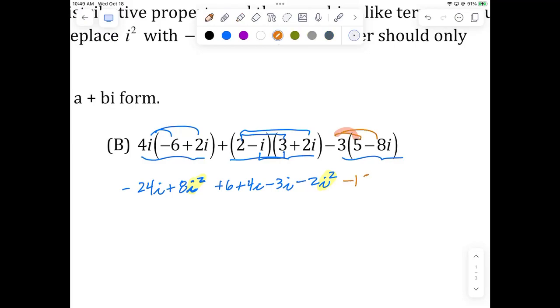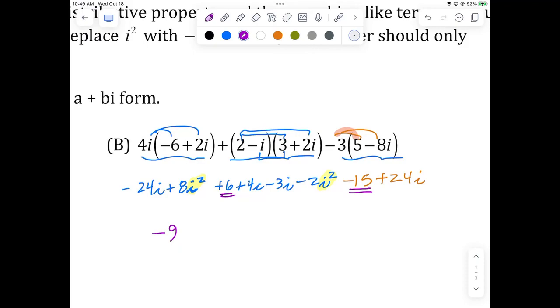And we get negative 15 plus 24i. All right, now we're going to do two things on this next line. We're going to combine like terms. Let's start with any numbers. Do we have any numbers? I have a 6 and a minus 15. So that gives me a what? Negative 9. So I double underline them. I guess I could have single underlined them.